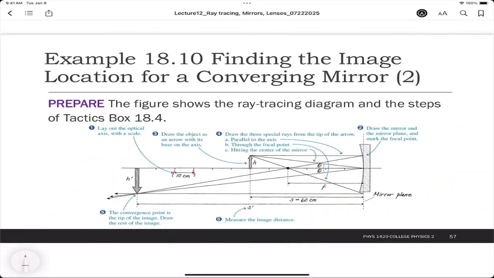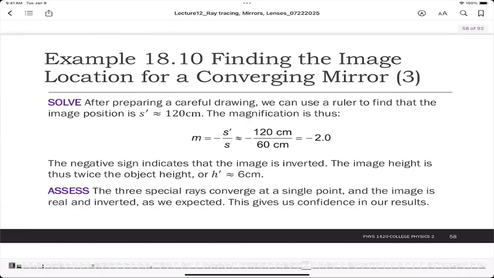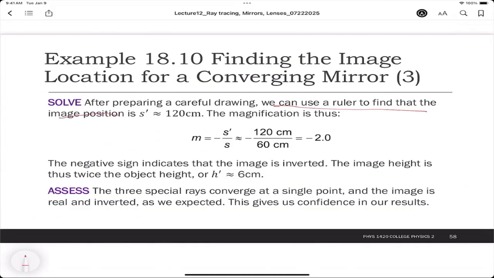This is 16. And then you can see here you want to find the stone, right? So which means you just count 1, 2, 3, 4, 5, 6, 7, 8, 9, 10, 11, 12. It's just 120. Yeah, and then you can use a ruler to find out the image position is around 120 centimeters.